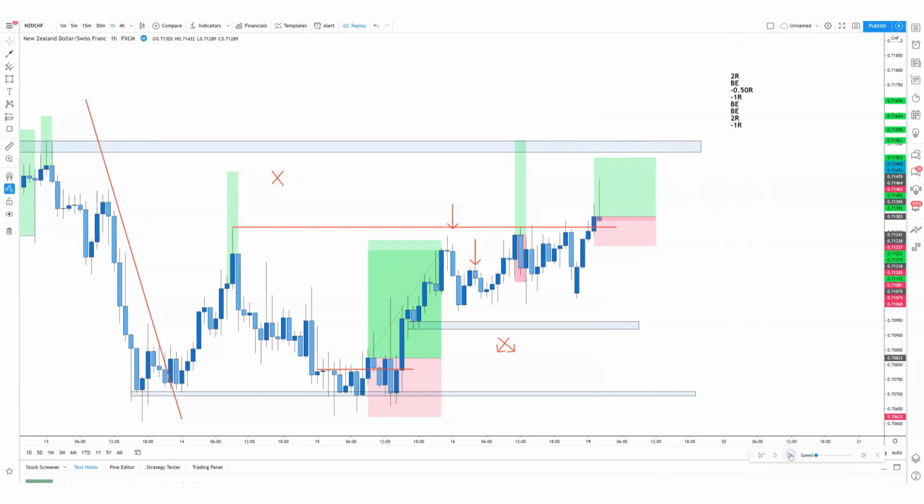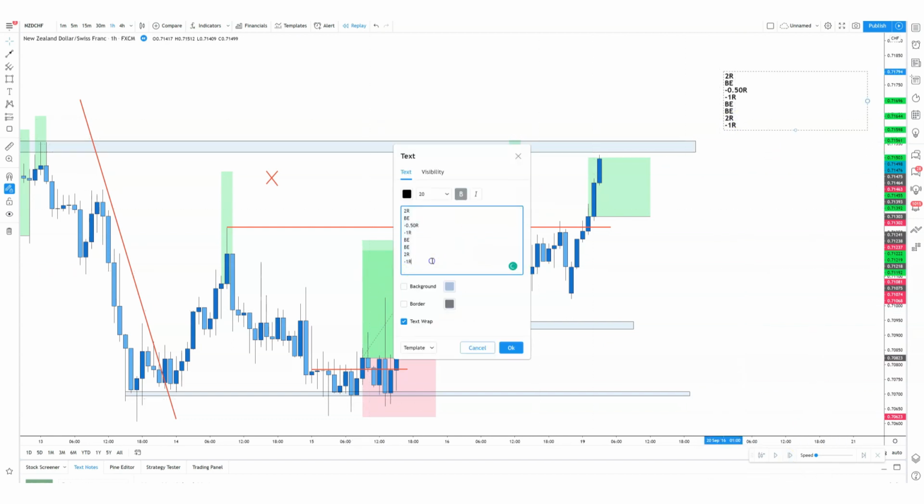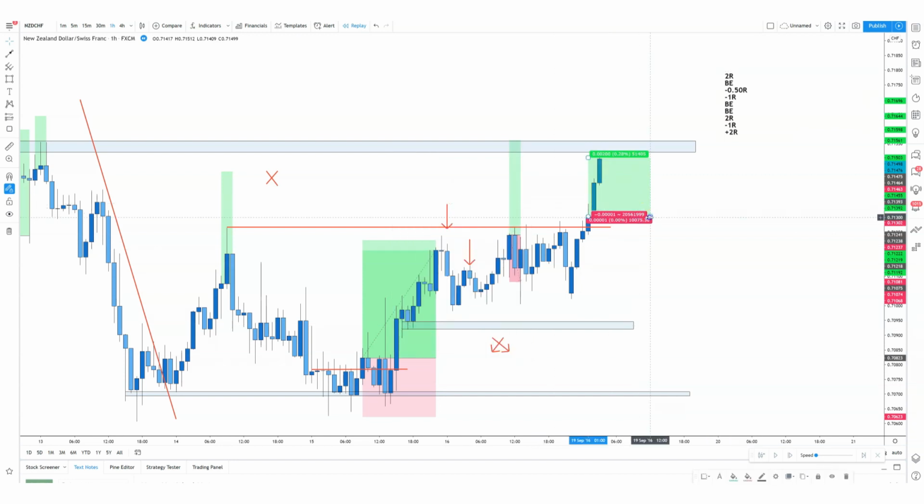So let's see what happens with this trade. A really nice push to the upside. A very, very easy break-even trade here. And an absolutely gorgeous take profit in the bag. Let's lock it in. Very, very nice.